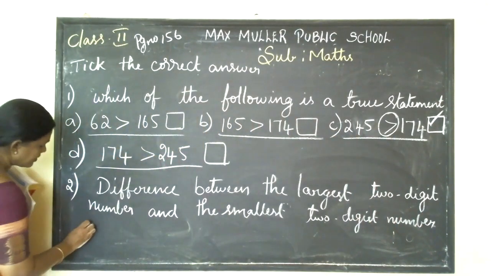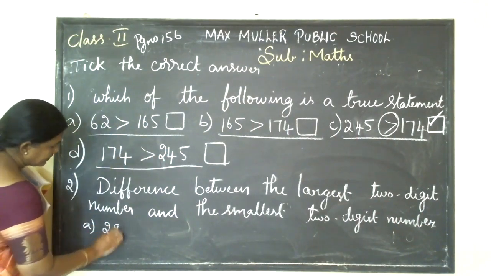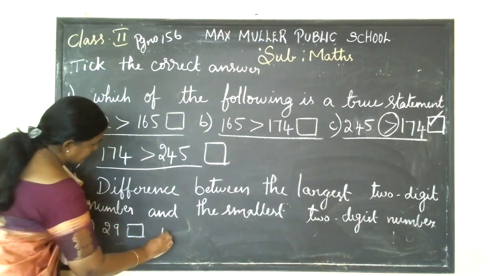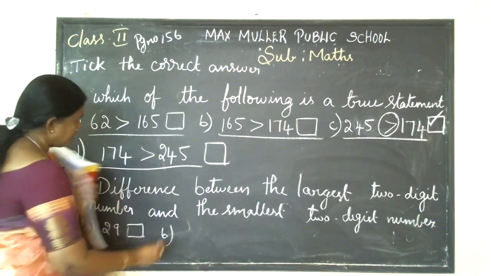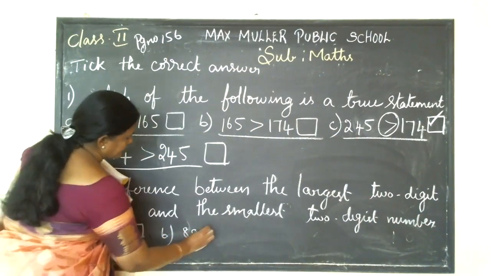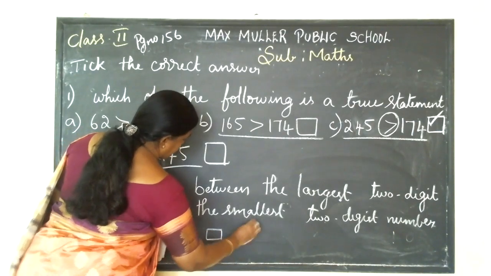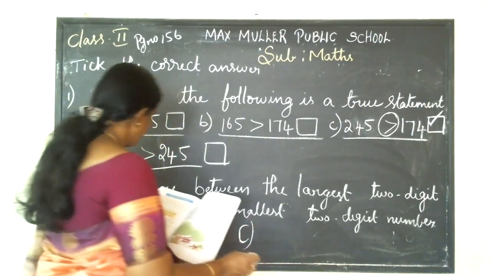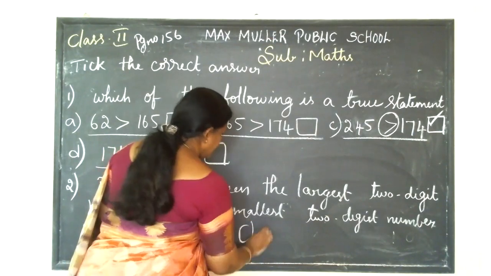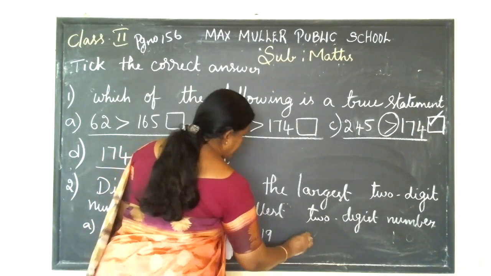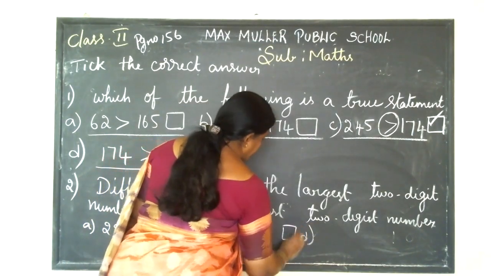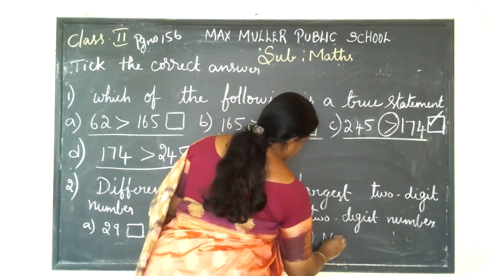Options are: first one 29, second one 89, C 19, D none of this.